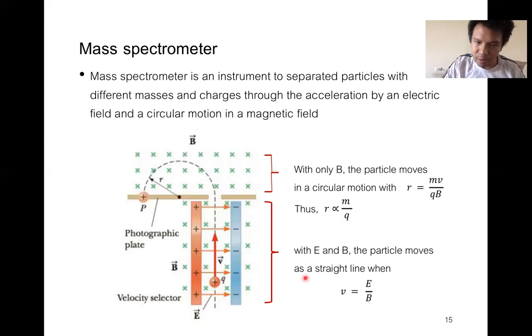And also, from the principle from the last slide, you can control the particle to move in a straight line with this relation, v equals E over B.